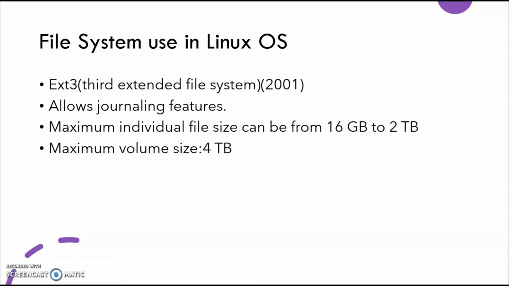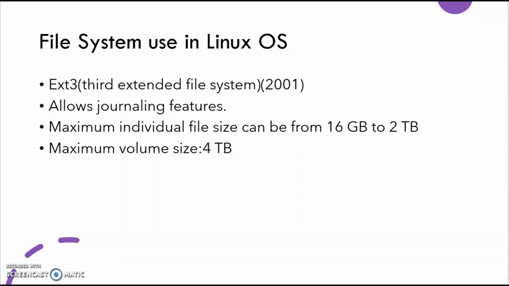So the first is ext3, which is also known as the Third Extended File System, and it was introduced in 2001. The main change from ext2 to ext3 is that ext3 allows journaling features. So what are journaling features? Journaling features are implemented in the file system to keep track of all the changes made in the file system. The chances of file system corruption are decreased due to journaling when a system crash occurs.